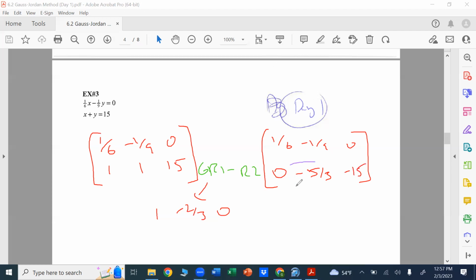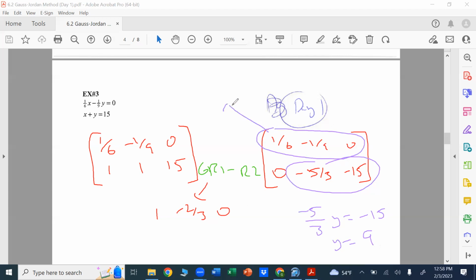So now I can immediately say negative 5/3 y equals negative 15. If I solve for y, dividing by negative 5/3, you should get 9, I think. Yeah. And then you have 1/6x minus 1/9 times 9 equals 0, so 1/6x equals 1. x equals 6. And that totally makes sense: 6 plus 9 is 15. 1/6 times 6 minus 1/9 times 9. That wasn't too bad. I should start with that one. I don't like the harder ones too.